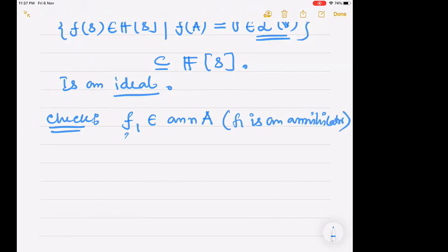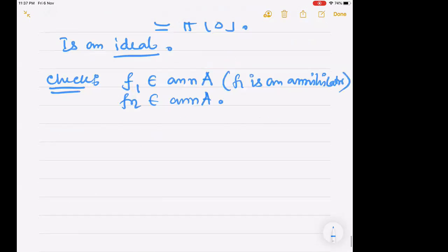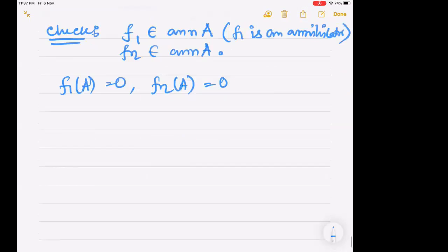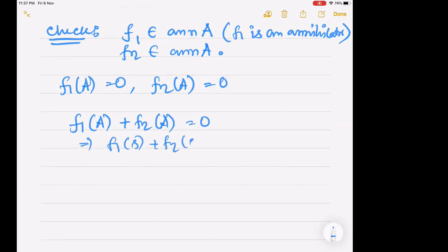And f2 also is an annihilator. Then this means f1(A) is the zero operator, f2(A) is the zero operator. In terms of matrices, if A is a matrix, then what we are saying is f1(A) is a zero matrix, f2(A) is also the zero matrix. Of course, if I take now f1(A) plus f2(A), that also is the zero operator. This implies f1(s) plus f2(s) is also an annihilator. That's it. So it's closed under addition.